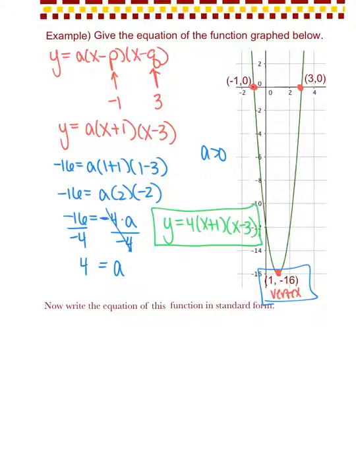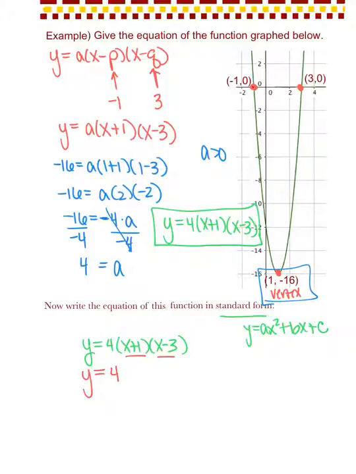Now the next part said, now write this equation in standard form. That would be y equals ax squared plus bx plus c. So if I'm going to rewrite this in standard form, first I'm going to have to multiply these two binomials here using the distributive property. So I'll have x times x is x squared, x times -3 is -3x, 1 times x is x, and 1 times -3 is -3. Now I'm going to clean up what's in these parentheses, giving me x squared.